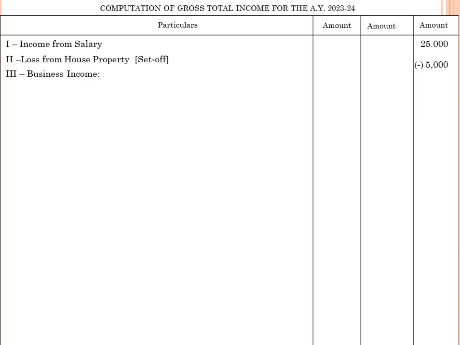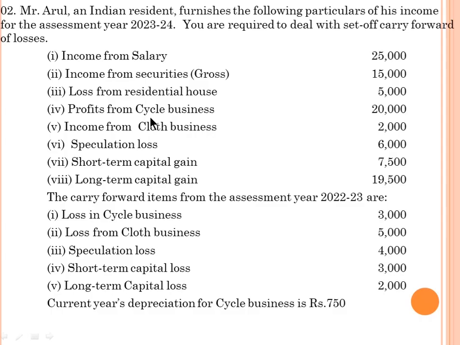Now we move on to the business income. Here the cycle business, cloth business, and speculation loss are given. Now we look into the question. Profit from cycle business, how much? 20,000. Income from cloth business, how much? 2,000. Speculation loss is given, how much? 6,000. The loss in cycle business 3,000, loss in cloth business 5,000, speculation loss 4,000, and depreciation for the cycle business for the current year 750. Now we move on to the answer.